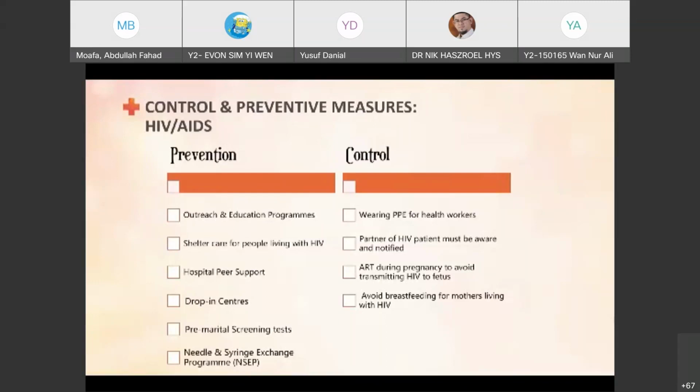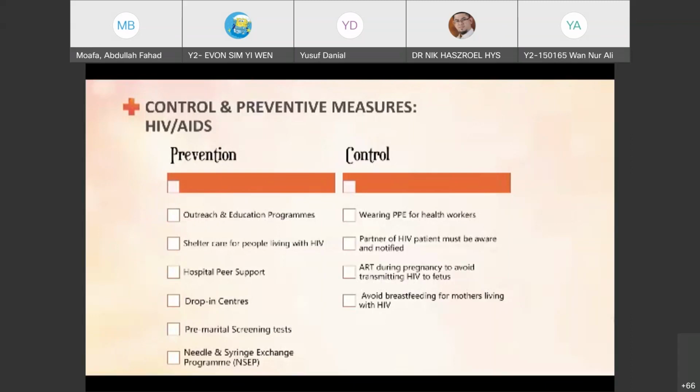The next control measure is consuming ART during pregnancy to avoid transmitting HIV to the fetus. In pregnant women with confirmed HIV infection, the initiation of ART for maternal health is recommended for all women with CD4 cell counts of less than or equal to 350 per cubic millimeter. Studies have shown that ART during pregnancy can reduce perinatal transmission.